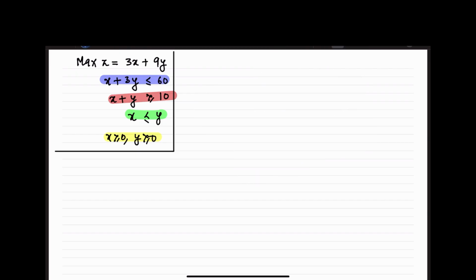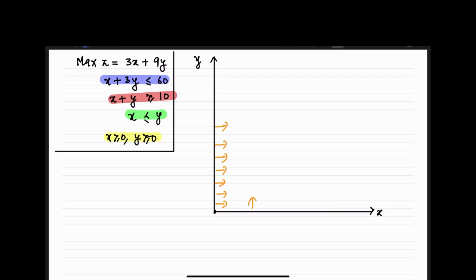So the constraint is, let's say this is the x-axis, this is the y-axis, this is the origin. The yellow constraints tell us to be only in the first quadrant. So this is the region till now, only the first quadrant. Now we take up the blue constraint. For the blue constraint, let's say y is 0. So x is 60. So this is the point 60 comma 0.